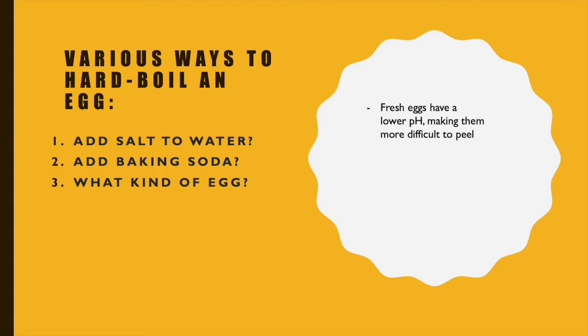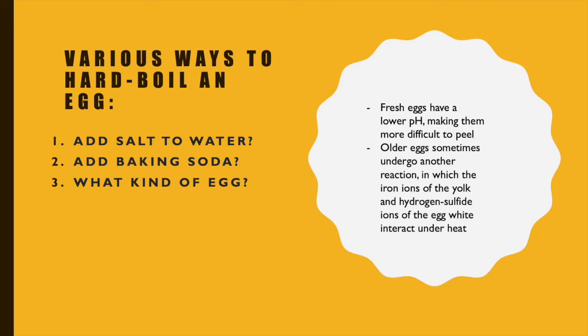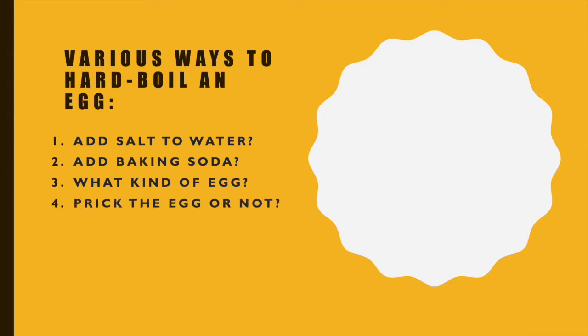The egg cooks from the outside to the inside, and its proteins become denatured. The denatured proteins are more likely to stick to the membranes on an eggshell of a fresh egg because it's more acidic. Thus, we can either use baking soda if we're using fresh eggs, or just choose to use older eggs. Our next decision is whether we're going to prick the egg or not.